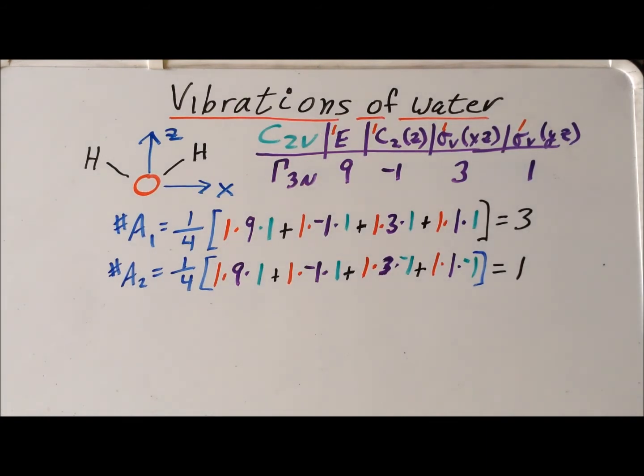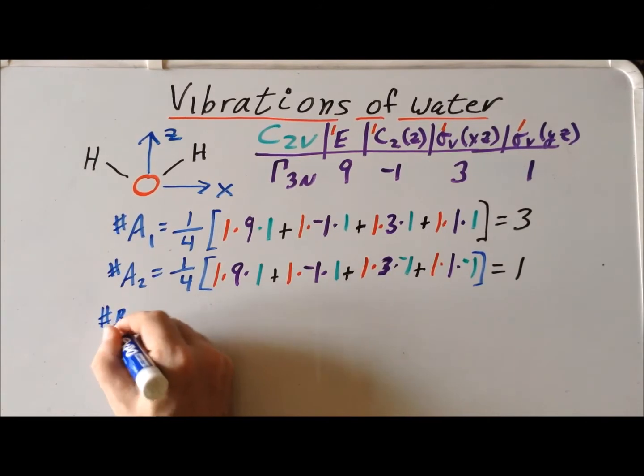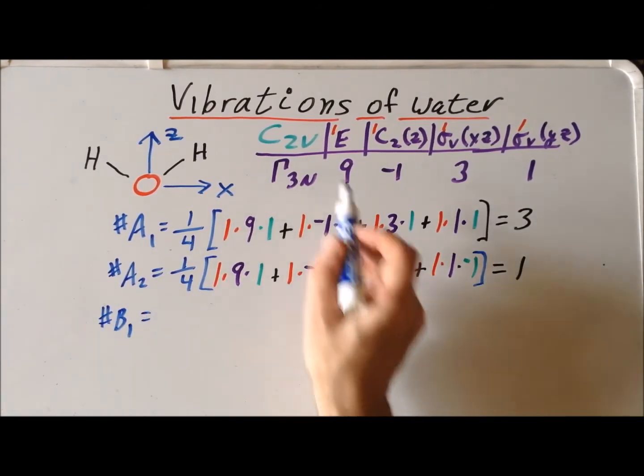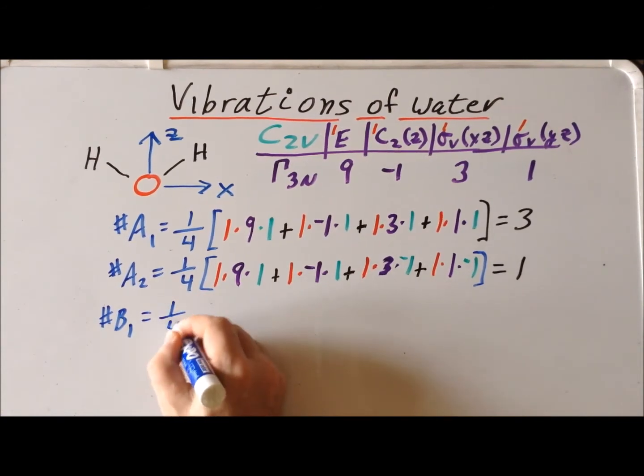The third irreducible representation in point group C2V is B1. So we can figure out how many B1s are included in the reducible representation, again by using our reduction formula.